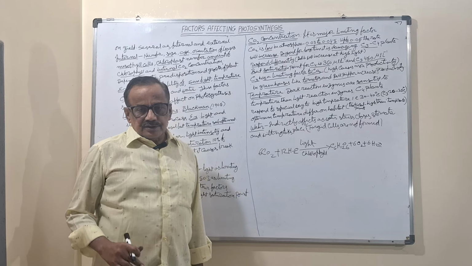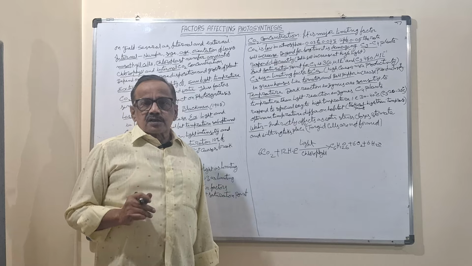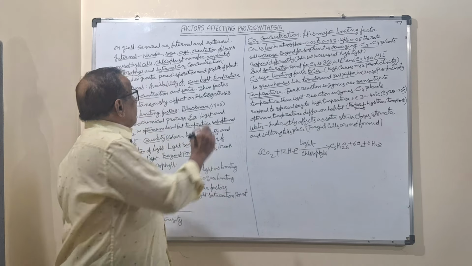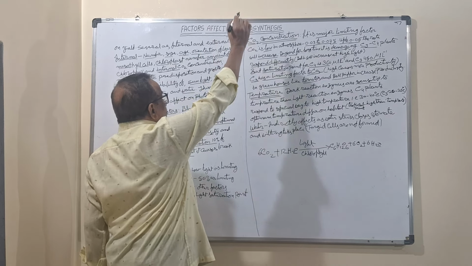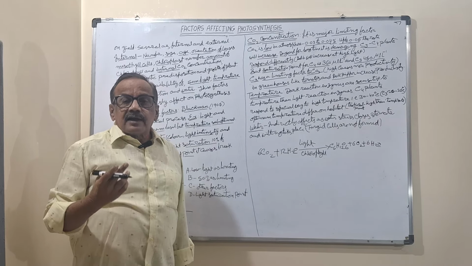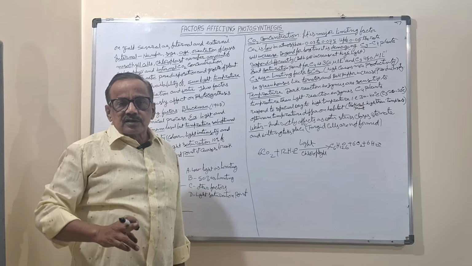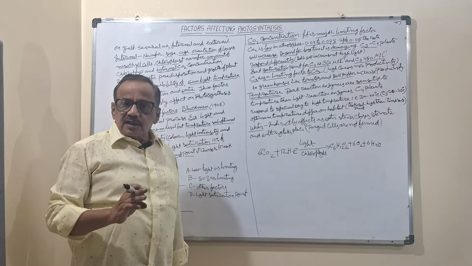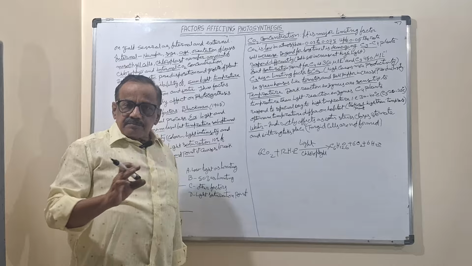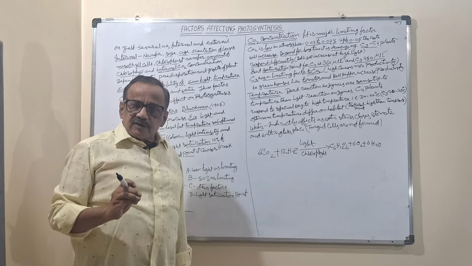Hi students, today in this video we are going to discuss the factors affecting photosynthesis. What does a factor mean? It is something involved in photosynthesis, because photosynthesis is not a single step. It is a multi-step process, and so many factors are required for it.